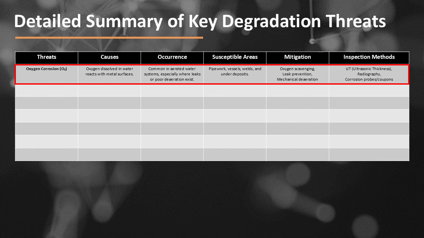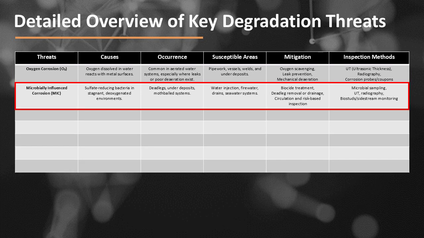When the threat is oxygen corrosion or O2, it is caused by oxygen dissolved in water reacting with metal surfaces. The occurrence of this threat is common in aerated water systems, especially where leaks or poor deaeration exist. The susceptible areas of this threat are pipework, vessels, welds, and under deposits. The mitigation strategies for this threat are oxygen scavenging, leak prevention and mechanical deaeration. The inspection methods for this threat are UT or ultrasonic thickness, radiography and corrosion probes or coupons.